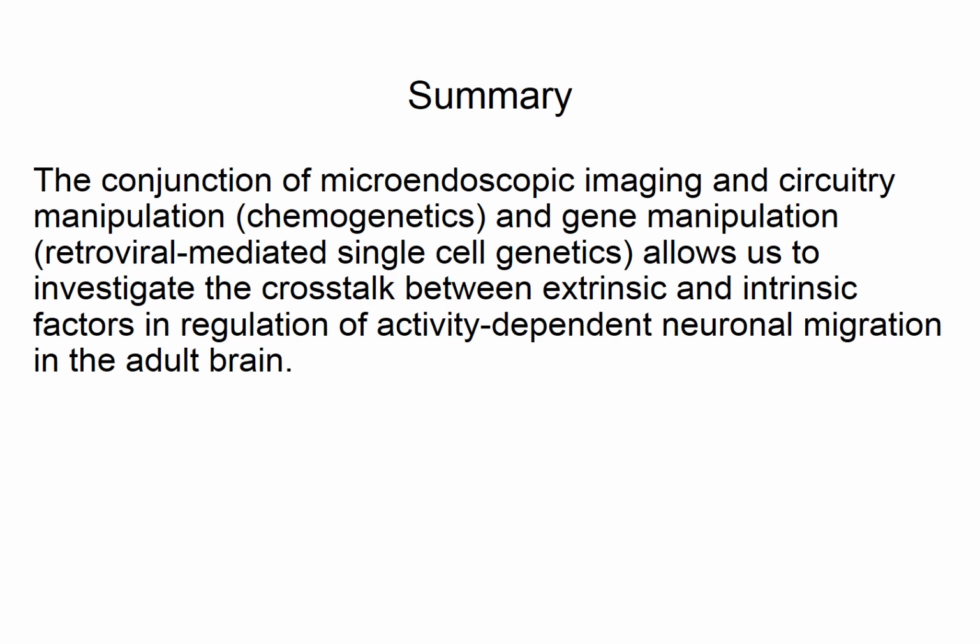So the summary for the last few slides is that the conjunction of microendoscopic imaging, circuit manipulation using chemogenetics, and gene manipulation using a retrovirus-mediated single-cell genetic knockdown approach really allows us to investigate the cross-link between extrinsic and intrinsic factors in the regulation of experience-dependent, activity-dependent neuronal migration in the adult brain.